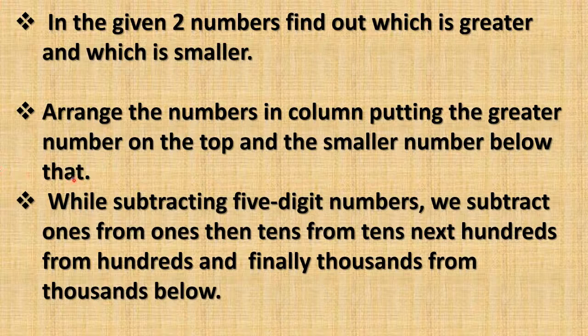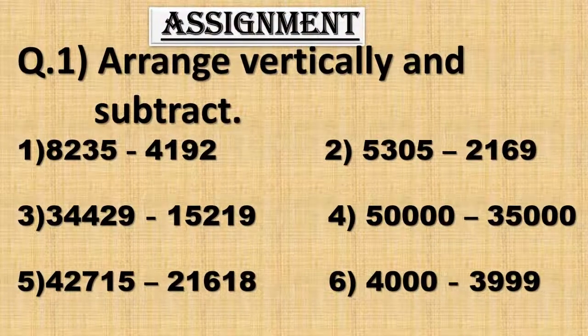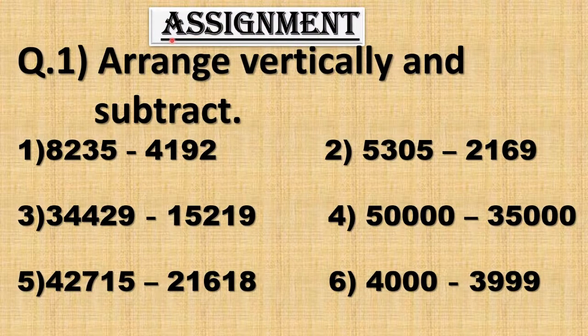Sixth point, while subtracting 5-digit numbers, we subtract ones from ones, then tens from tens, next hundreds from hundreds, and finally thousands from thousands below. Students, this is your assignment. Question number 1. Arrange vertically and subtract. You have to do practice at your home.